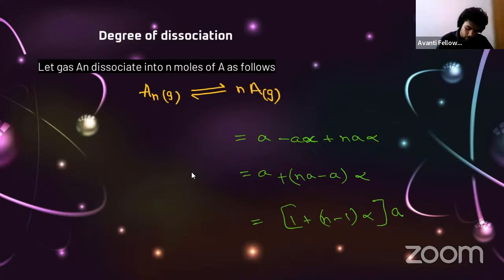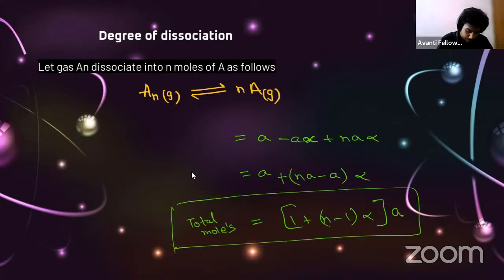So if you know the initial concentration of the reactant, how much amount of reactant you are taking, what is the moles of the product formed from the reactant, and what is the degree of dissociation, then you can directly find out the total number of moles of the reaction. Simple, right?